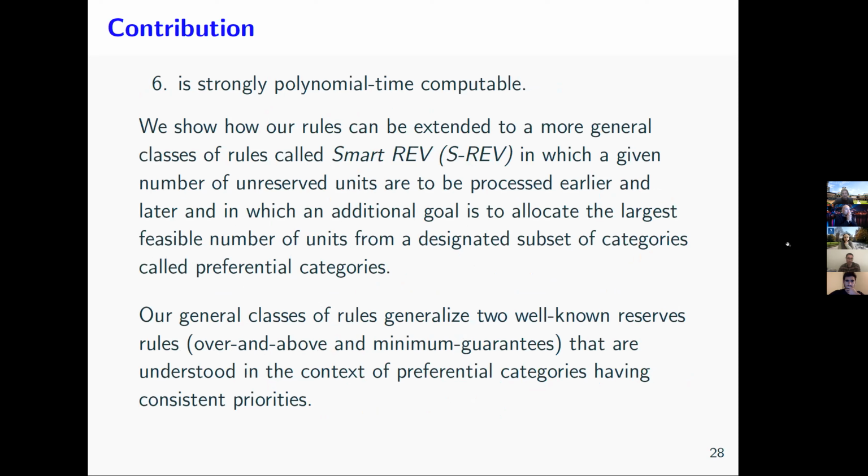After that, I'll explain how our rule, the reverse rejecting rule, can actually be extended to a more general class of rules called smart rev, in which a given number of unreserved units are processed earlier and some unreserved units are processed later. So I'll discuss this aspect a bit later. What we note here is that this general class of rules generalizes two well-known reserve rules, over and above and minimum guarantees, that are two extreme interpretations of reserve rules in all these category systems.